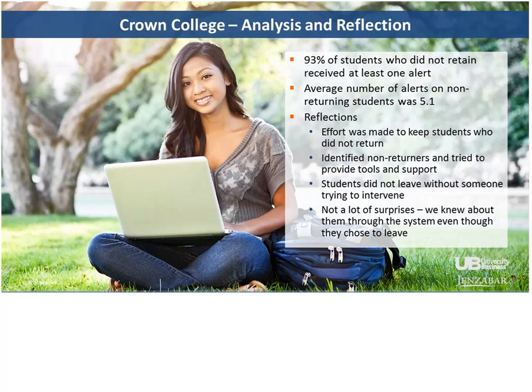The average number of alerts that went out on students who didn't come back was 5.1. So 5 alerts on a student who didn't come back. What does that mean? That means we really put an effort in to students who did not return. Does it mean our efforts didn't pay off? I don't think so.